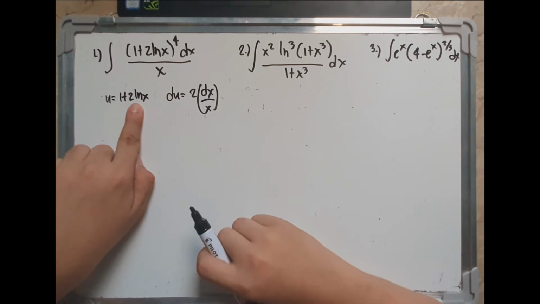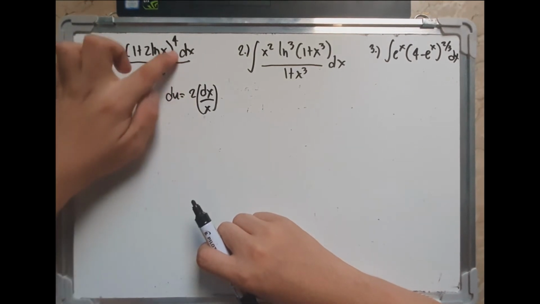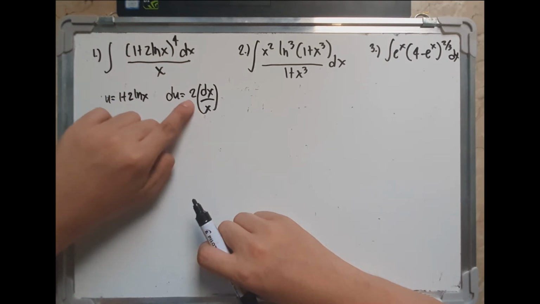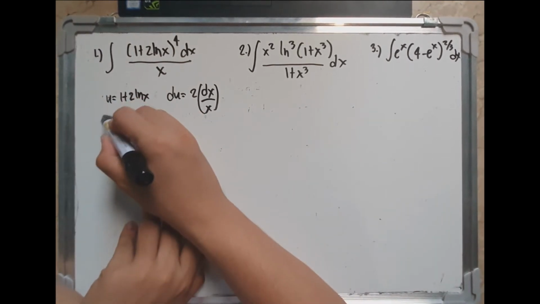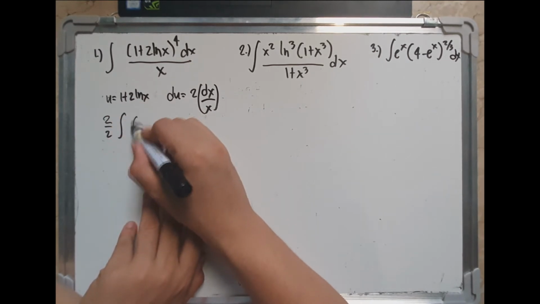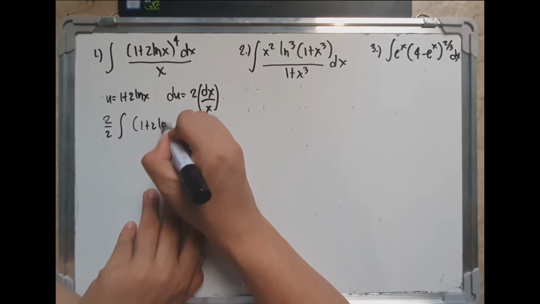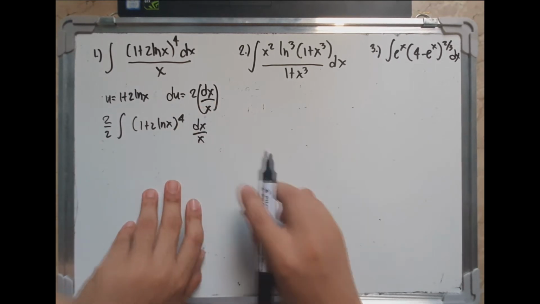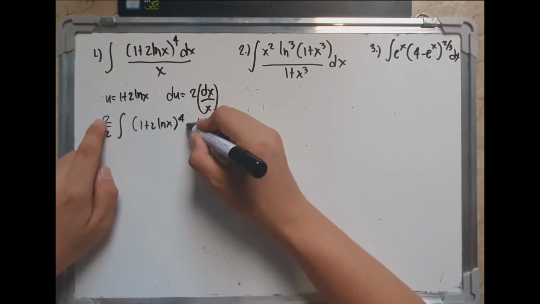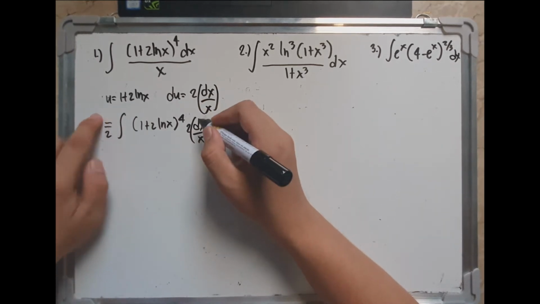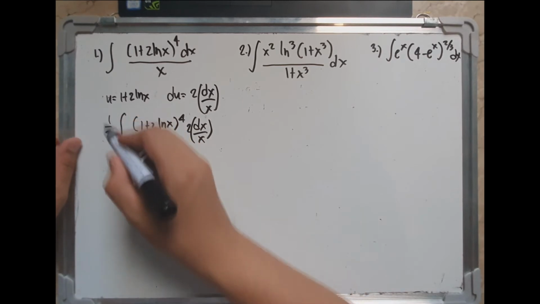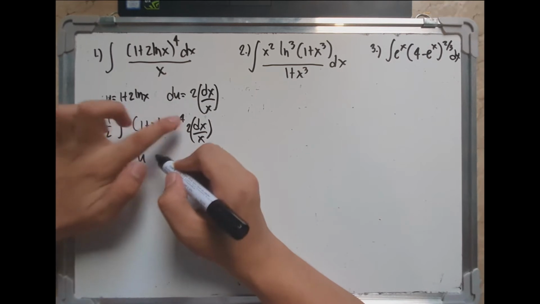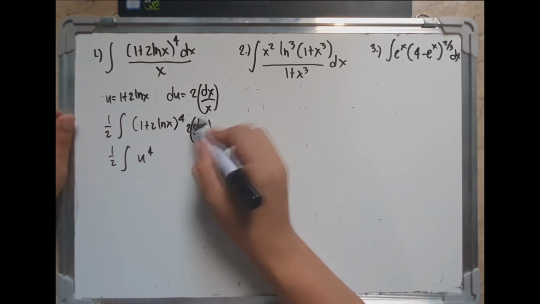Okay. So if you look at the problem, we already have dx and we already have x for the denominator. We only need 2. So multiplying with 2 over 2, integral of 1 plus 2 ln of x raised to the power of 4 dx over x. Writing the numerator 2 inside, replacing it with 1. So we now have 1 half integral of u raised to the power of 4, and obviously this is the du.